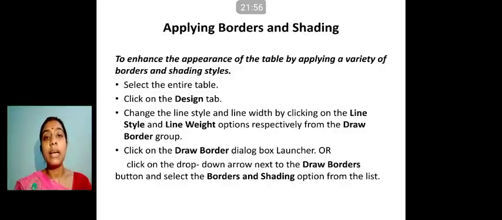Now for that, what we have to do, the very first step, again select the entire table. After selecting the table, we have to go to Design, because now we are changing the design of the table. So which tab do we have to go to? The Design tab. After that, change the line style and line width by clicking the Line Style and Line Weight options respectively from the Draw Borders group. Which group? Draw Borders group, and there these options will be available: Line Style and Line Weight.